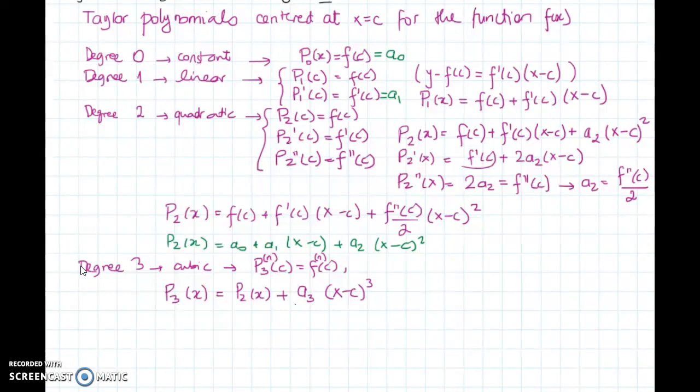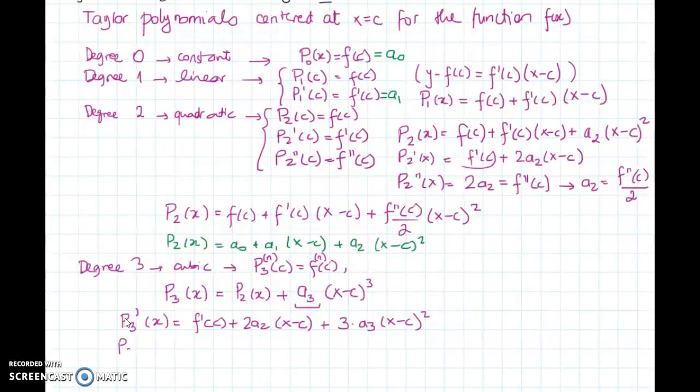We want to find this value A3 that we are missing, and you may have a guess of what it should be. I encourage you to write down your guess and let's check if you're correct or not. When we consider the first derivative of the third polynomial, we will be taking the first derivative of the second polynomial, so f prime at c plus 2 times A2 times (x minus c) plus 3 times A3 times (x minus c) squared. That was for the first derivative.